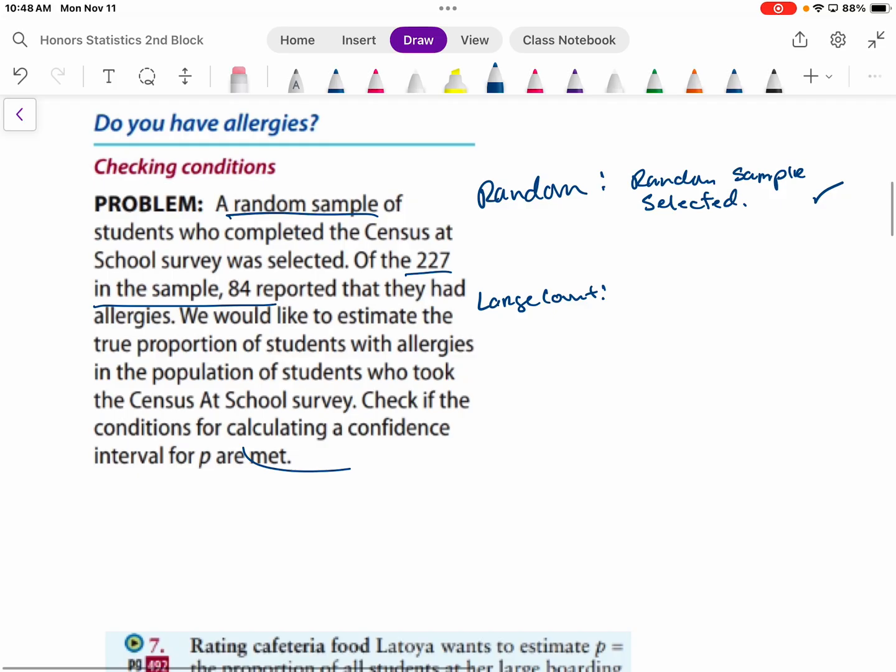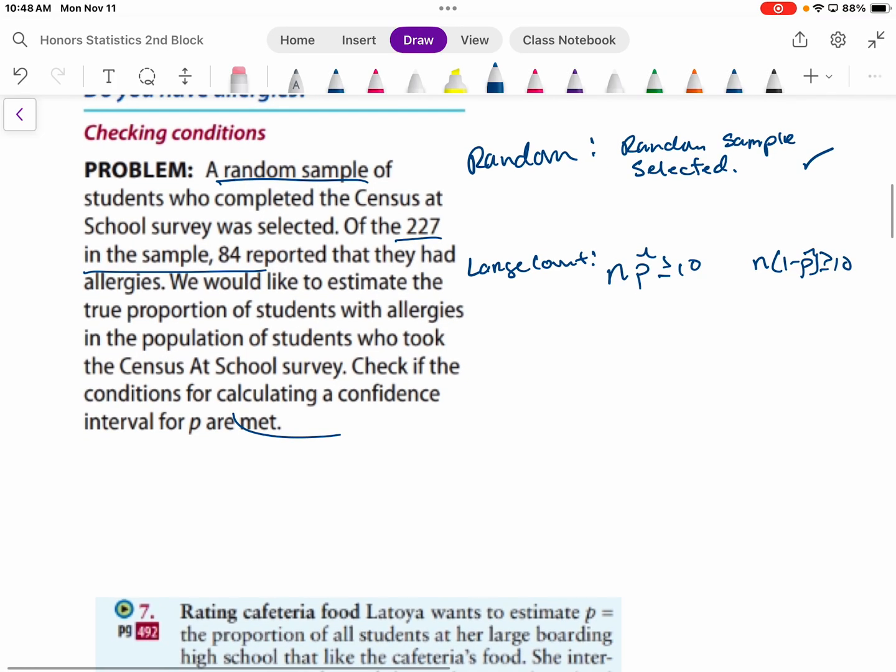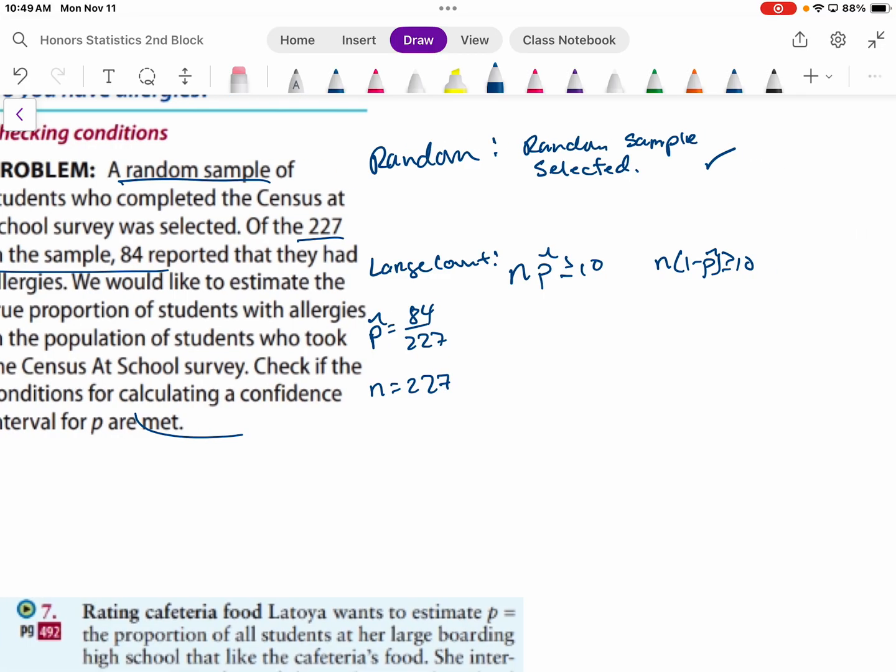And then the next part, large count. Is n times p hat greater than or equal to 10? And is n times 1 minus p hat greater than or equal to 10? We know that p hat is 84 out of 227. Don't divide it because it's a long decimal. And n would be 227. So is 227 times 84 over 227 greater than or equal to 10? Well, the 227s cancel. Is 84 greater than or equal to 10? Yes.